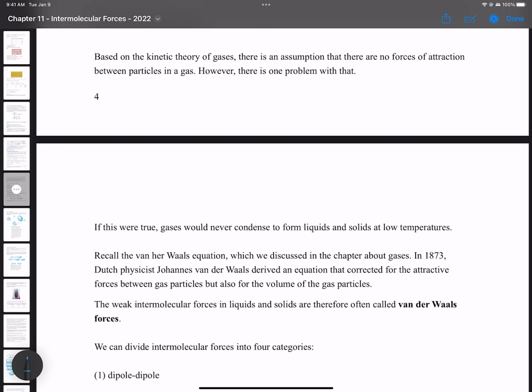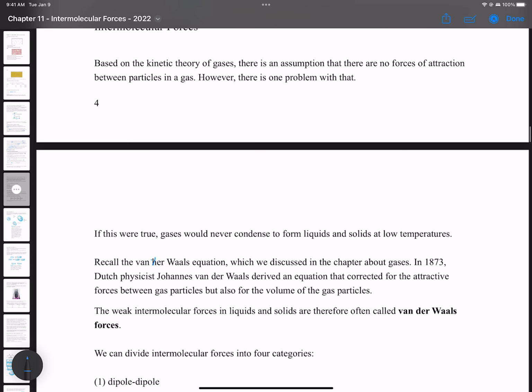So recall, this is not Van der Waals, it's Van der Waals, sorry. Remember the Van der Waals equation. The Dutch physicist Johannes van der Waals derived an equation that corrected for the attractive forces between gas particles, and it also corrected for the volume of the gas particles. Okay. So this weak force that's present between gases and liquids and solids, we call Van der Waals forces.